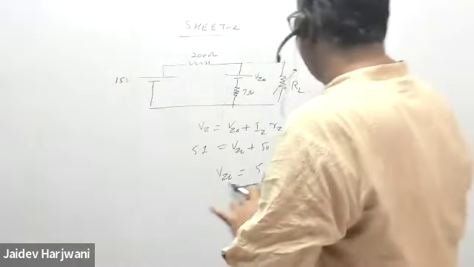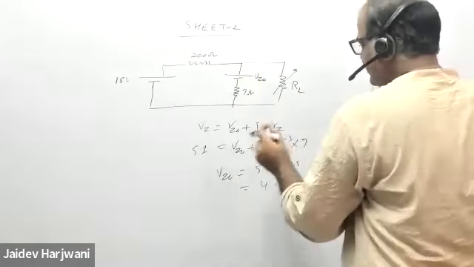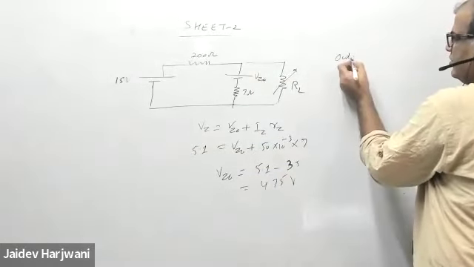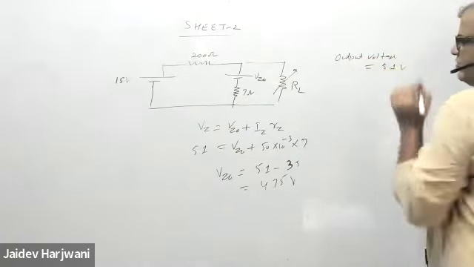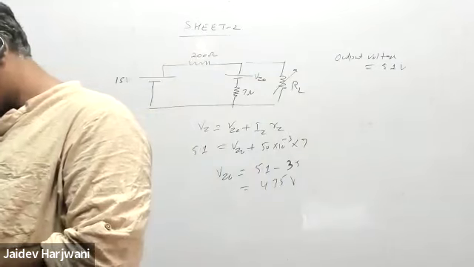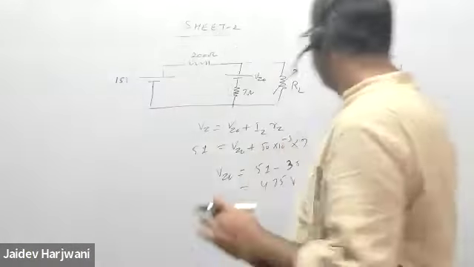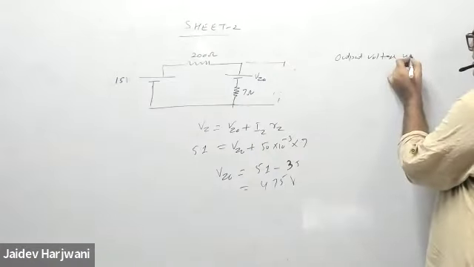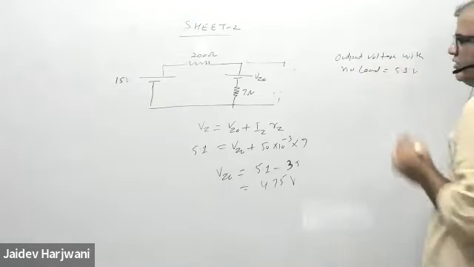So what is the output voltage? Output voltage is always fixed to 5 volt. Whenever it is conducting, the output voltage is 5.1 volt. Now it says output voltage at no load. If I remove this load, so output voltage with no load is 5.1 volt.